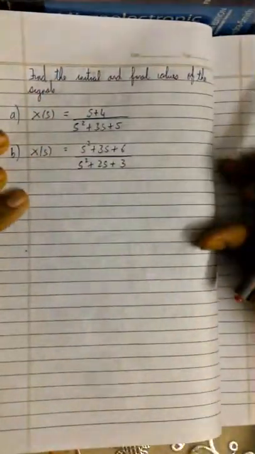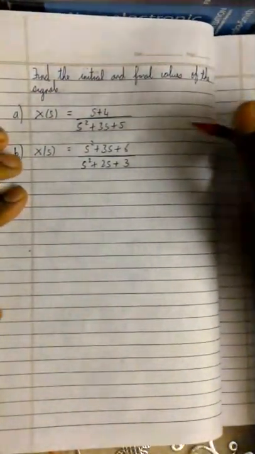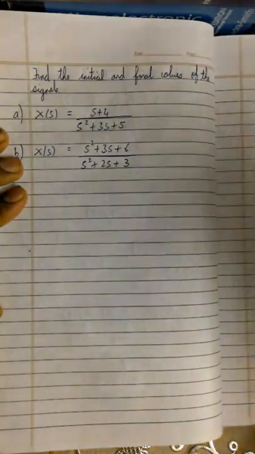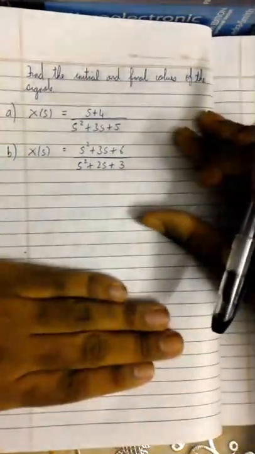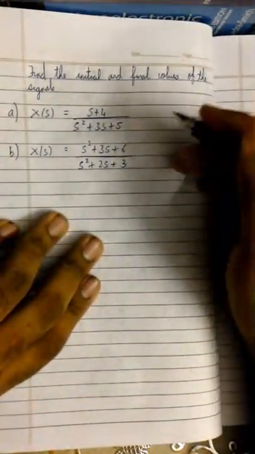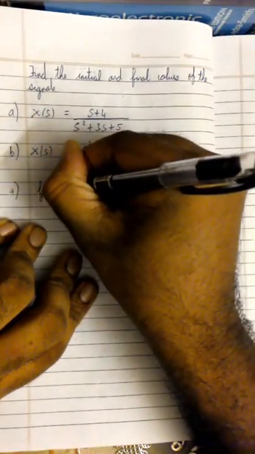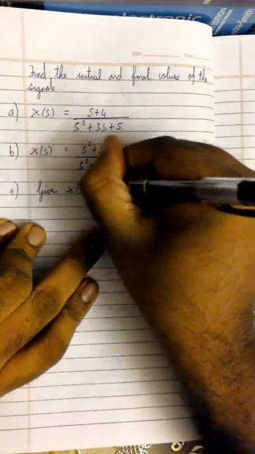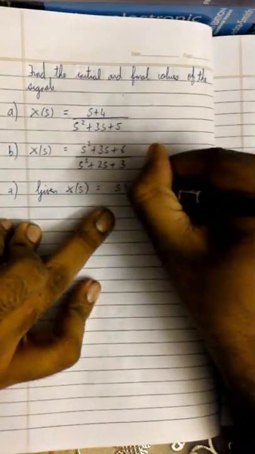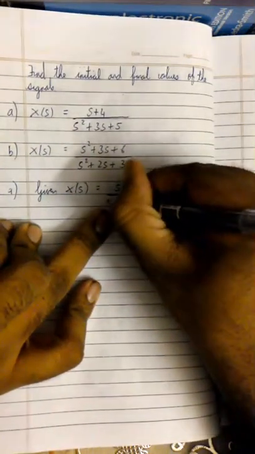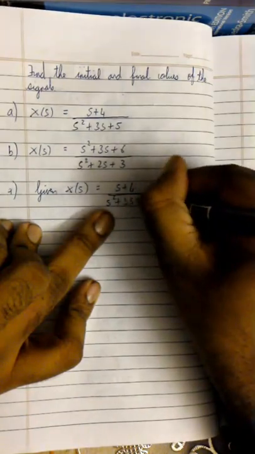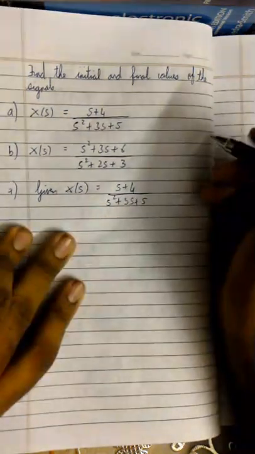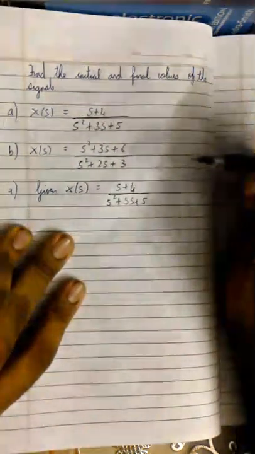Find the initial and final values of the signal. This is the first question. That is, X(s) is equal to (s plus 4) by (s square plus 3s plus 5). So here, given X(s) equals (s plus 4) by (s square plus 3s plus 5), first I'm going to find my initial value.